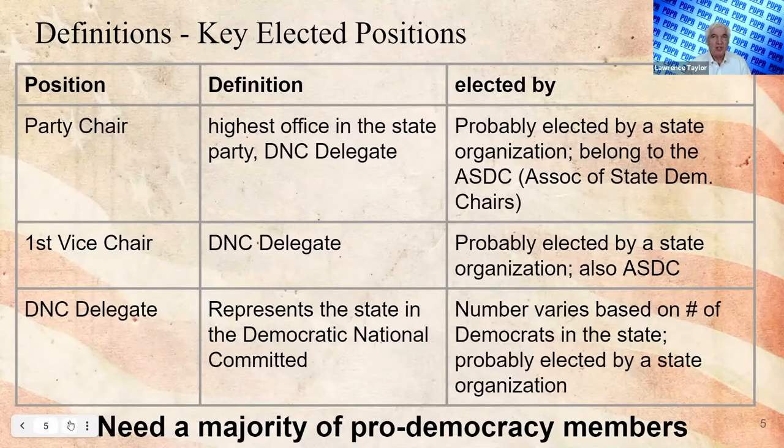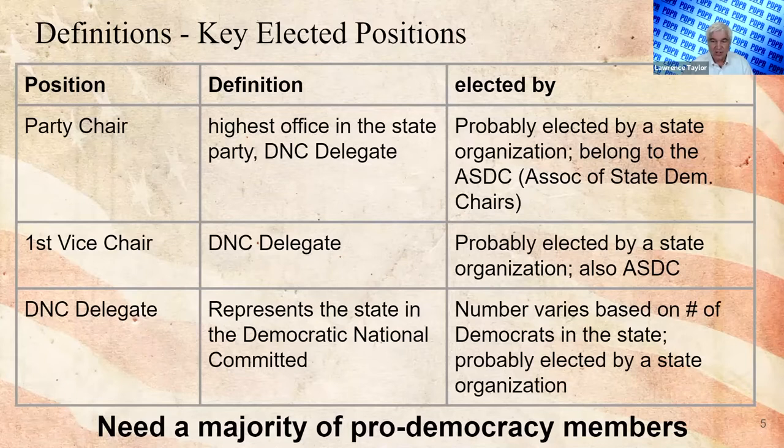So these are the positions that you typically find in your state organization if you're not involved in your state party. So there's usually a party chair, and these are either paid or unpaid. It is the highest office in the state, and they are also, as Selena pointed out, a DNC delegate. They belong to an organization called the ASDC, which is where they get together and learn from other state parties. And I've been to one of these meetings, but I was never in one of the meetings where they plotted out how to take away power. So that's something that I'd like to get invited to.